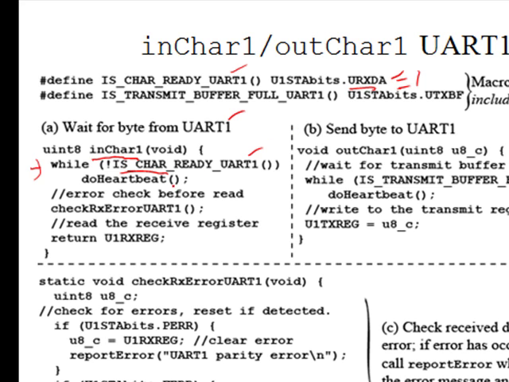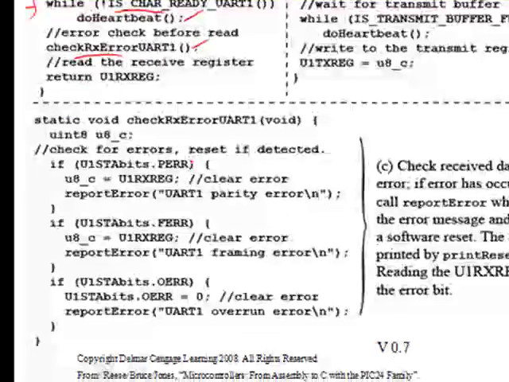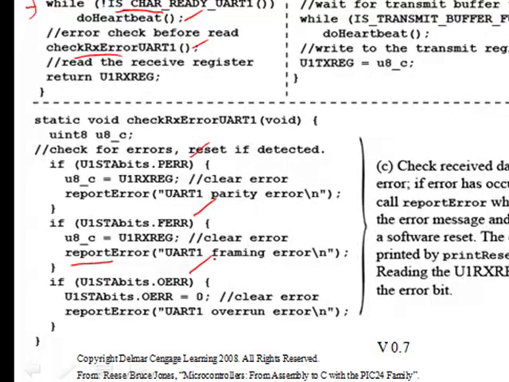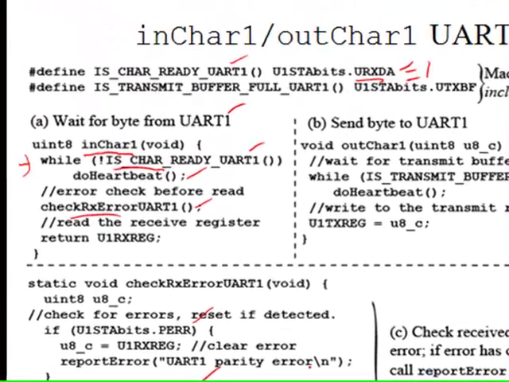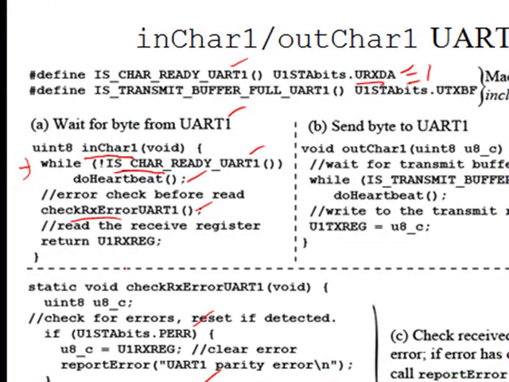Once data is ready, we call a function called checkRxErrorUART1, which is going to check the byte for parity error, framing error, or overrun error. If any one of these errors occurs, then we're going to call our internal function reportError with an informative string that will generate a software reset. If no error occurs, then we're simply going to return the value in the U1RXREG register.